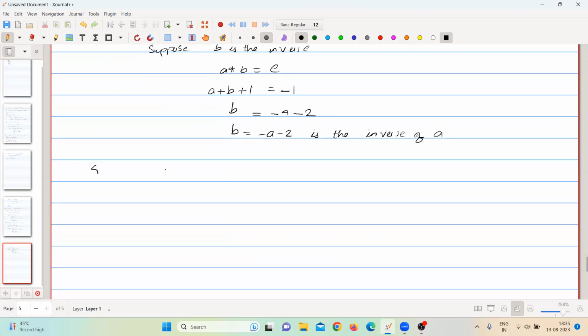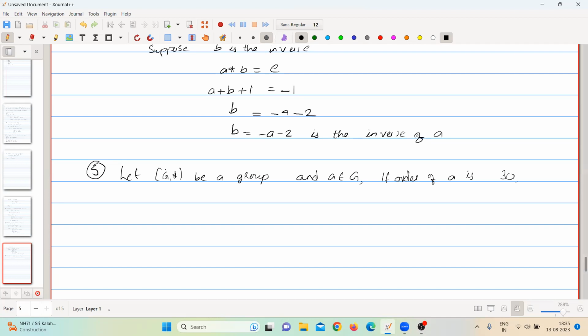Now let's move to the next question. Given a group G star, and A is an element in G. If the order of A is 30, then the question is: what is the order of A power 24?